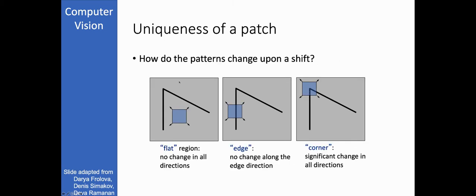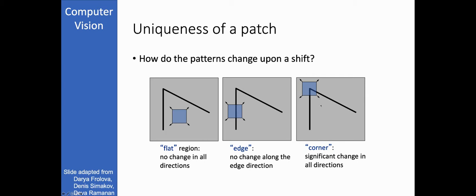So in the flat region, if I shift this pattern across the image, I see that the intensity patterns within this blue patch will not change. So homogeneous areas are not distinctive at all. In the edge, if I move this pattern across the edge, then true, I will have a difference in intensity patterns. So edges actually might be quite distinctive if I look across the edge. However, along the edge, if I move this patch, I see that the intensity pattern does not change. So it's not as distinctive as I thought.